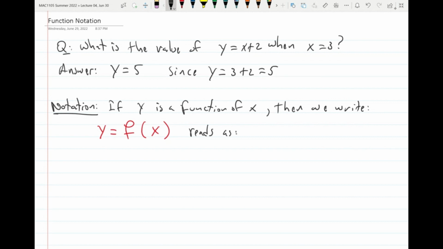So it reads as y equals f of x. That's how you read it. Now, this f is just a name for the function. So this is the name of the function. We use a lowercase f, g, h, whatever letter that you want. Now, x is x and y is y. Now, x represents the input.